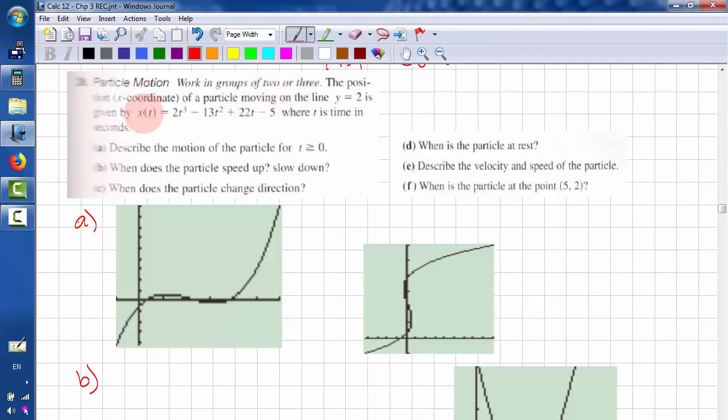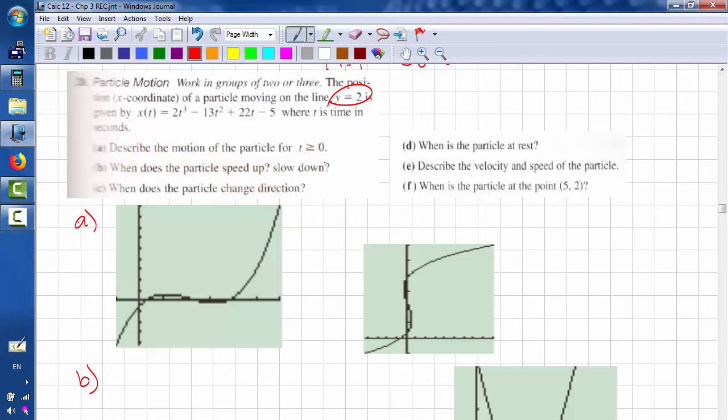It says the position, the x-coordinate of a particle moving along the line y equals 2. That's important, is y equals 2. Given by x of t equals 2t cubed minus 13t squared plus 22t minus 5, where t is the time in seconds. Describe the motion of the particle.